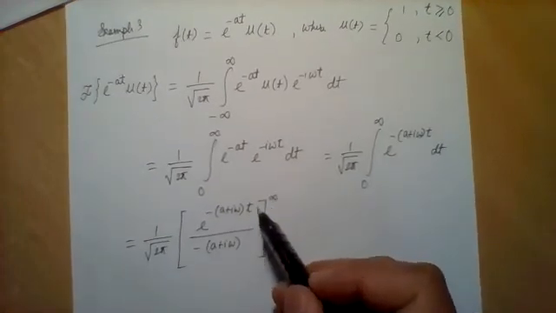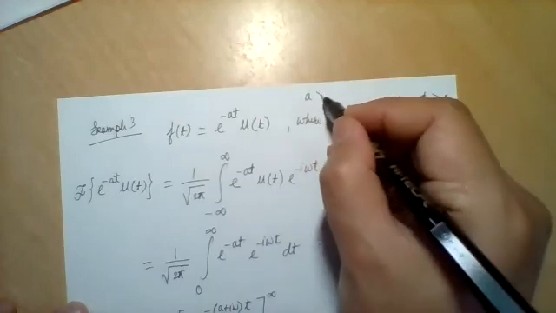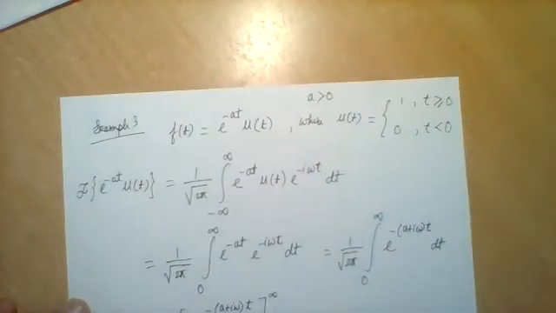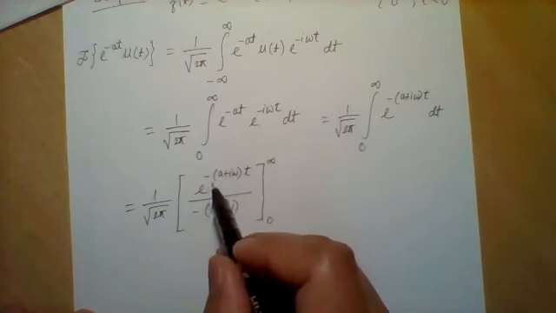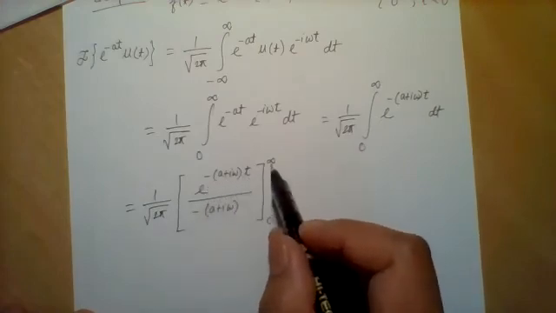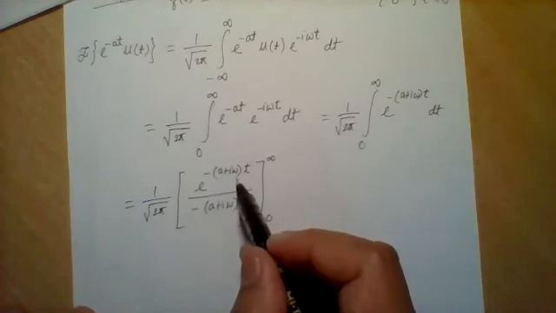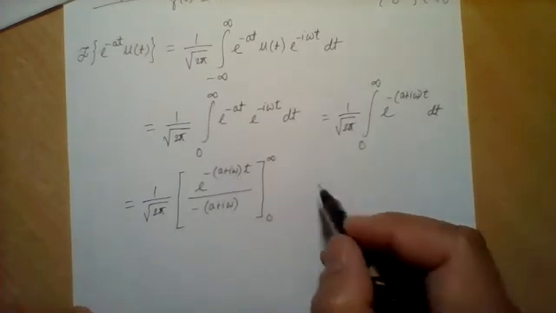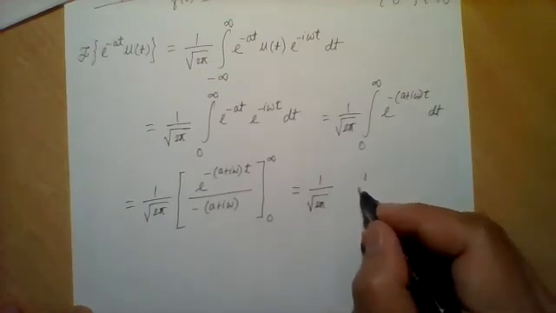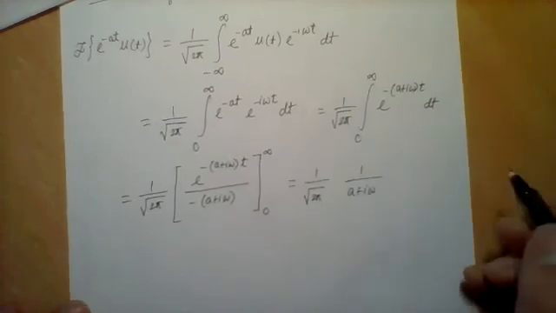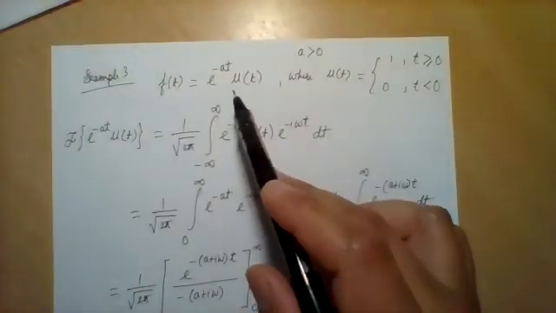Now, when we put t equal to infinity, this becomes e to the power minus infinity. Here we should mention that a is greater than 0. So when a is greater than 0, at t equal to infinity this is e to the power minus infinity, which is 0, so at the upper limit this term vanishes. At the lower limit, when t is equal to 0, this becomes e to the power 0, which is 1. So this simply becomes 1 by root over twice pi times 1 divided by a plus i omega. This is the Fourier transform of the given function e to the power minus at u of t.